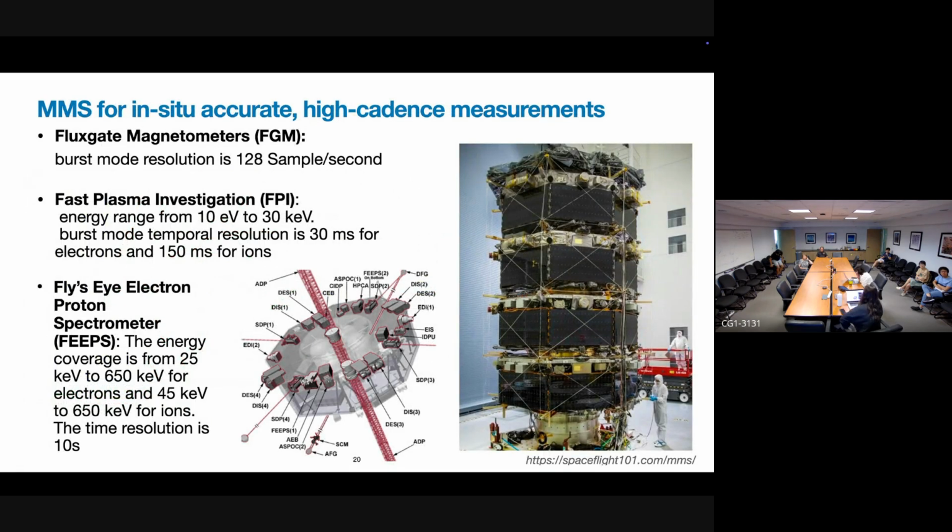Some instruments we used for this study: the magnetic field is from the fluxgate magnetometer, and the plasma mostly from the Fast Plasma Investigation. The energy range for this instrument is from 10 eV to 30 keV. They have a slightly different resolution for electron and ion, but most of the time this is enough for us to investigate the kinetic scale physics. And for higher energy particles, we'll use the instrument known as FEEPS. Here we have energy coverage from 20 keV to over 600 keV. So this will really help us investigate those very energetic particles in the tail.